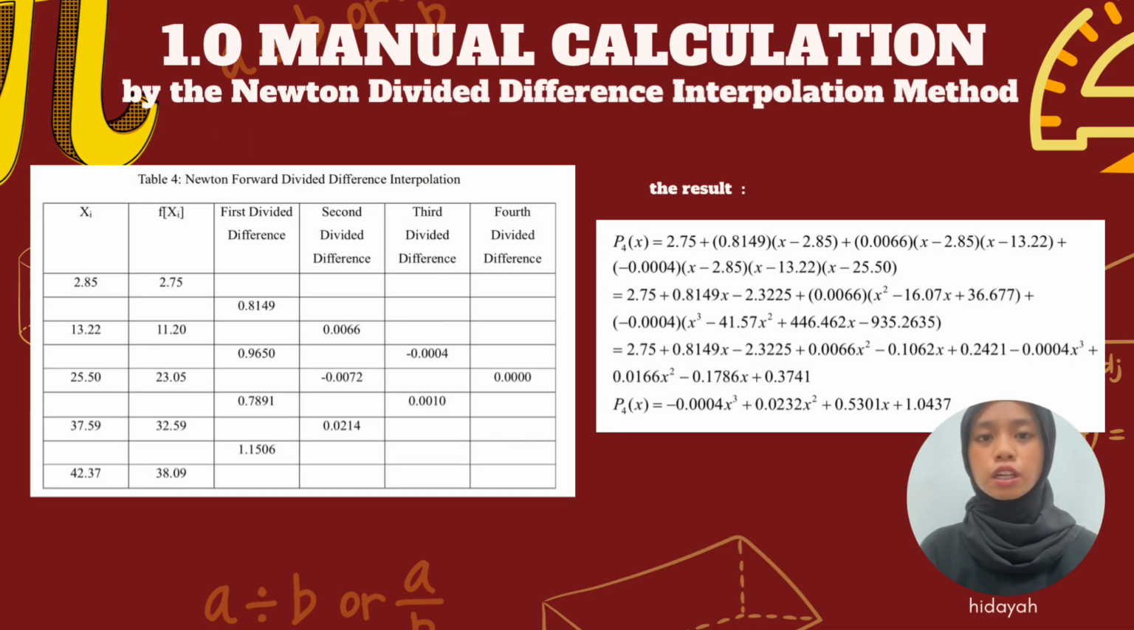This slide shows the manual calculation using the Newton divided difference interpolation method. First, we construct the finite divided difference table using the harvested area and production data. The first, second, third, and fourth divided differences are calculated step by step. After obtaining all the divided difference coefficients, we substitute them into the Newton interpolation formula. Next, we expand and simplify the equation to obtain the final interpolation polynomial shown on the slide. This polynomial can then be used to estimate the production value for any harvested area within the data range.